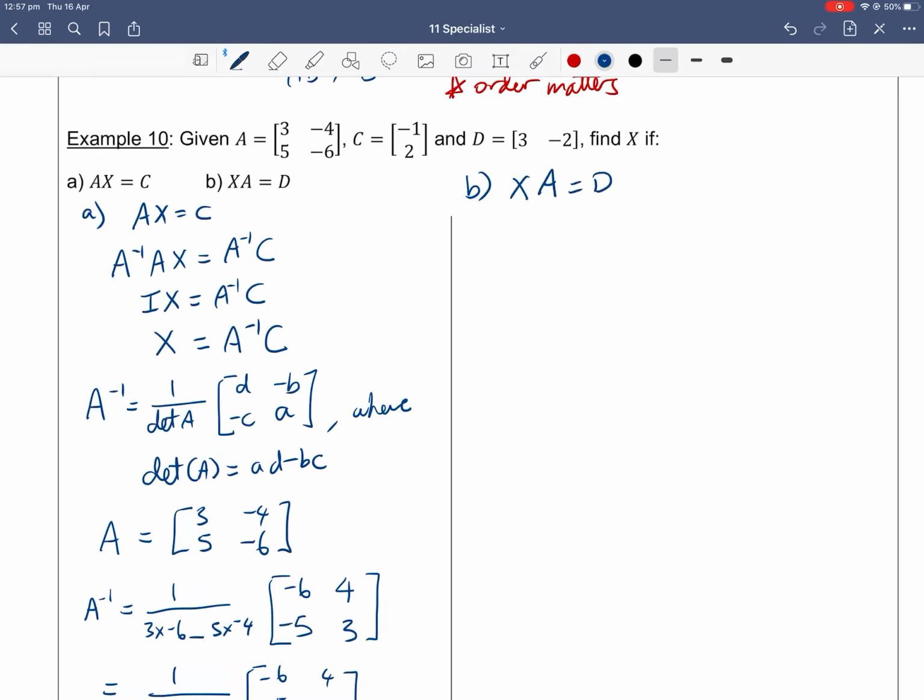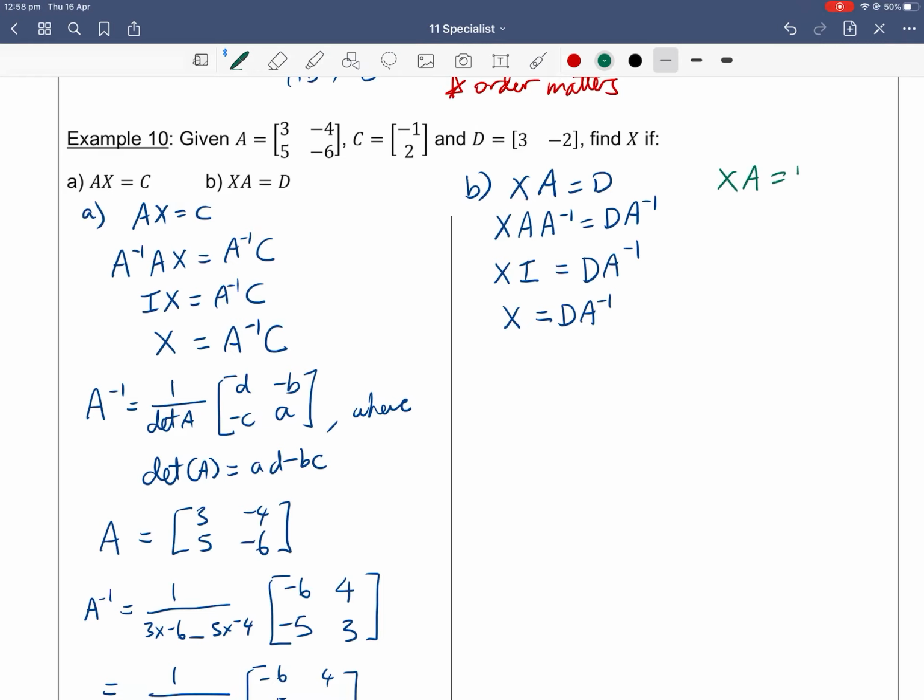Okay? Now let's do part B. So here we have XA equals D. Alright, so we're trying to solve for X, the unknown matrix. Our A matrix is on the right hand side. So to undo that times A on the right hand side, we're going to multiply both sides by A inverse from the right hand side. So then you have X times I equals D times A inverse. Matrix X times identity is always itself. So X is equal to D times A inverse.